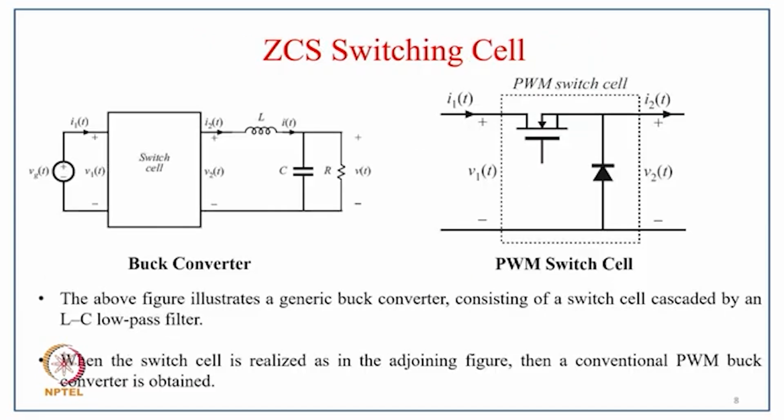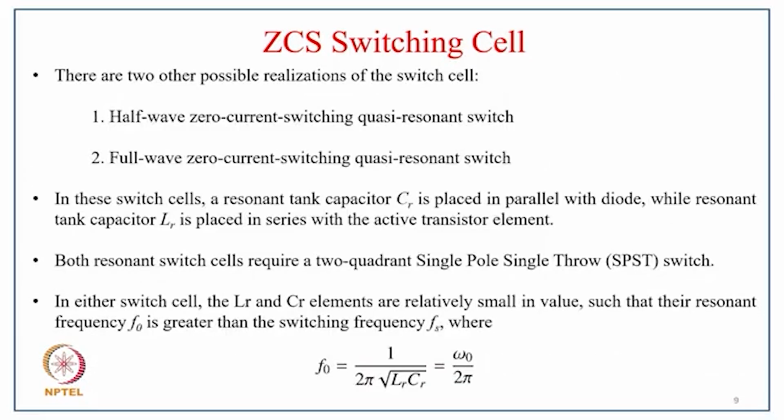So here coming to that ZCS switching cell, as we see in the circuit, we call it the input and output, and where the ZCS switch is. Typically, your PWM switch consists of your switch and diode, like in the case of a buck converter. So the above figure illustrates a generic buck converter consisting of a switch cell cascaded by an LC low pass filter. And when the switch cell is realized as the adjoining figure shown on the right side, then the conventional buck-boost PWM converter is obtained.